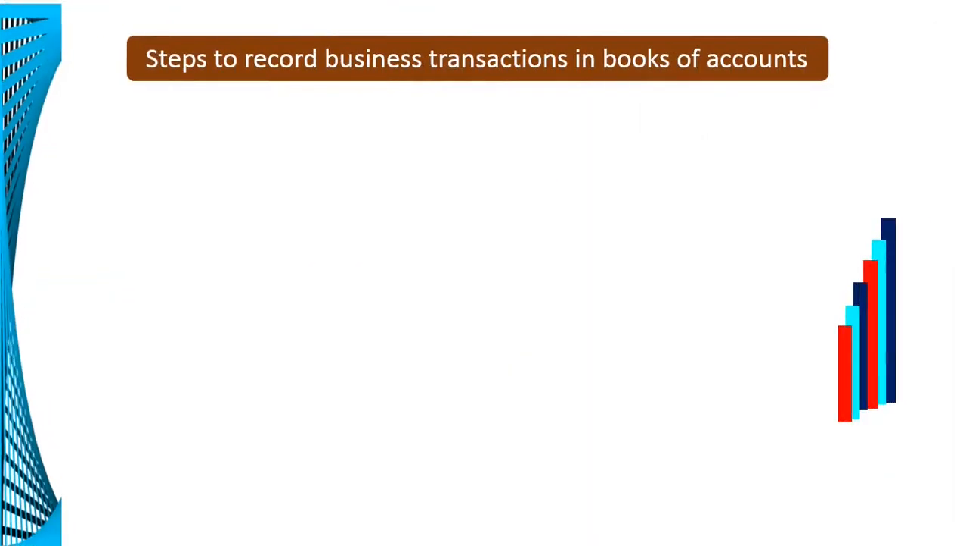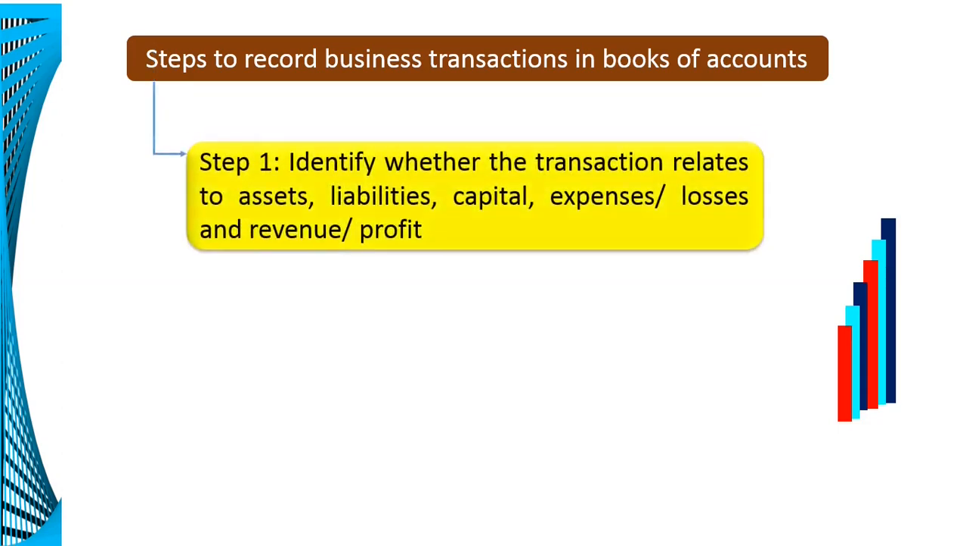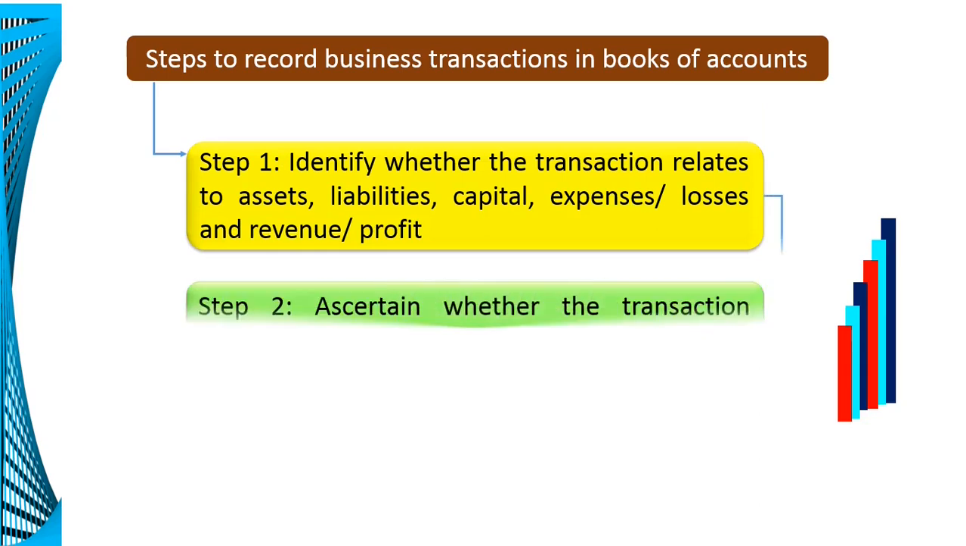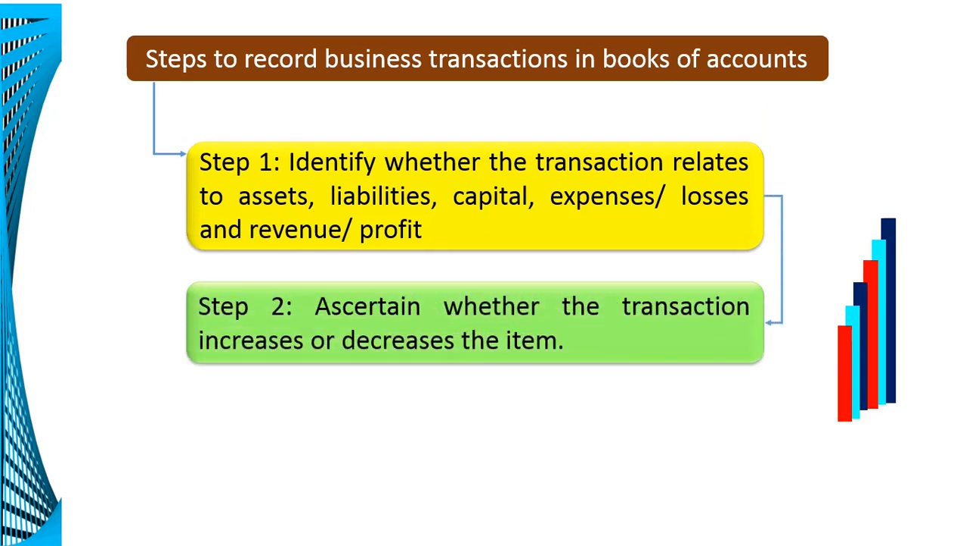Now, let us quickly recall the steps that one needs to follow for recording financial transactions. Please watch the video on rule for debit and credit for a detailed explanation on the same. The first step is to identify the items of a business transaction and categorize them under asset, liability, capital, expense or income. Suppose a business entity paid rent to its landlord in cash. In this case, rent is an expense and cash is an asset.